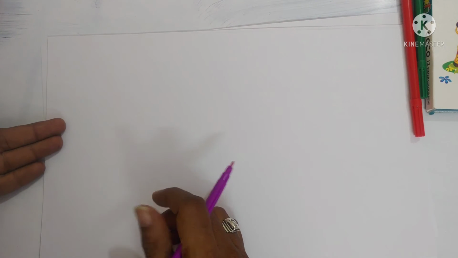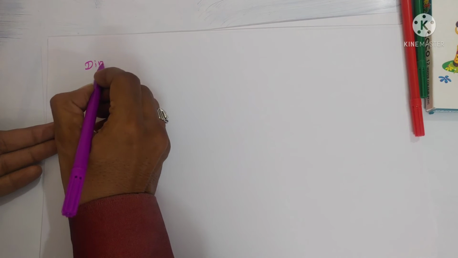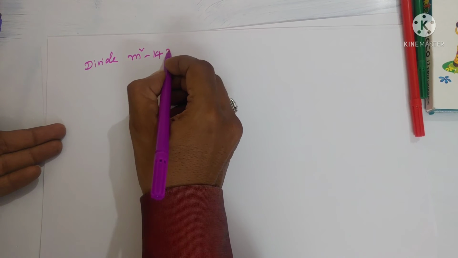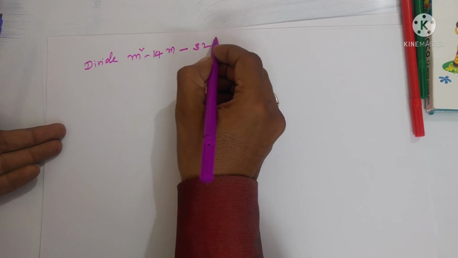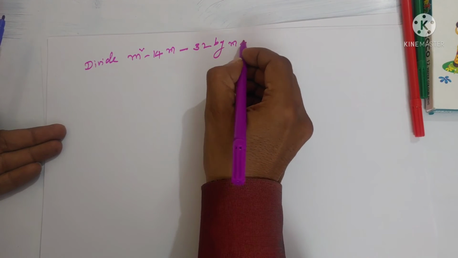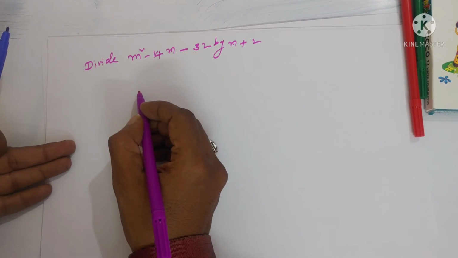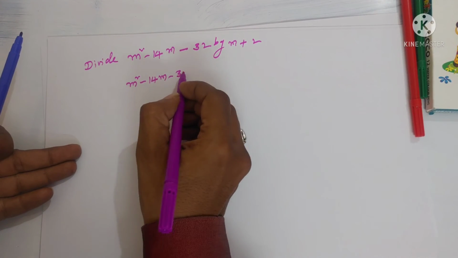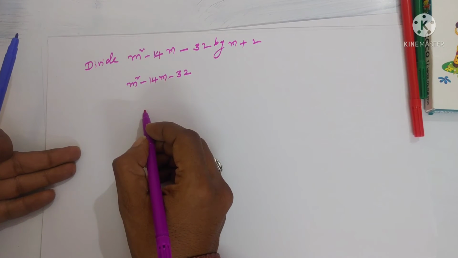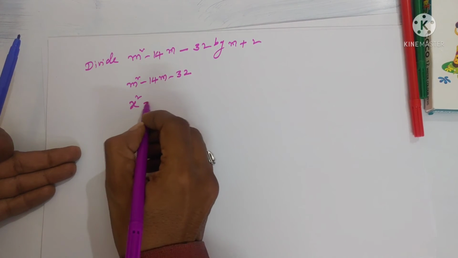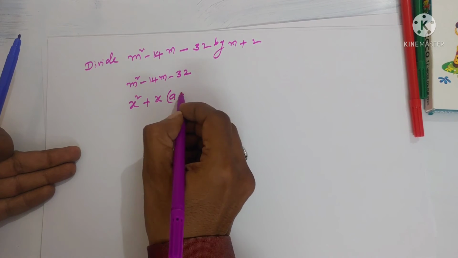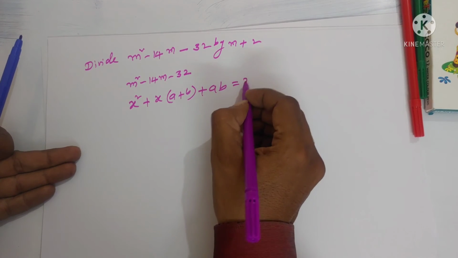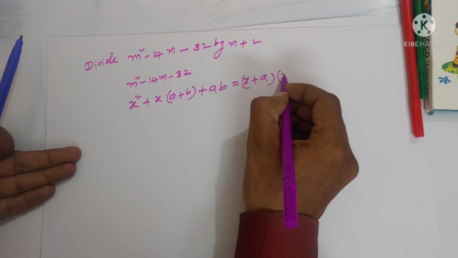Let us take one important sum here. Very important. Divide m square minus 14m minus 32 by m plus 2. Okay children, so for this we need again that factorization form, that is x square. Already we learned x square plus x into a plus b plus ab type of factorization. Okay children, do you remember this method?